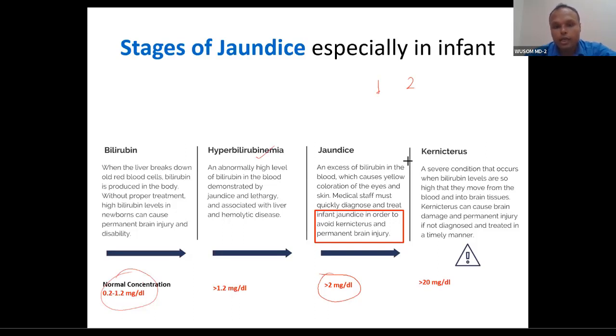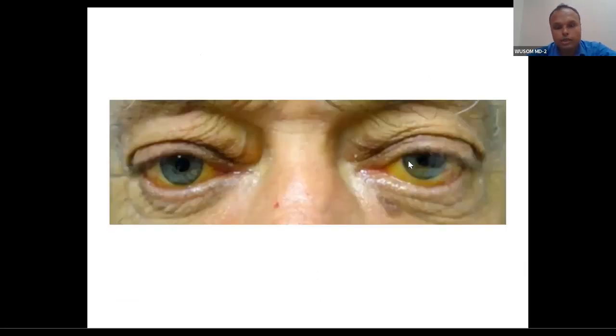When it is more than 2, it is jaundice, and when it is more than 20, it is called Kernicterus. The jaundice will have a harmful effect on the brain. You must have studied the physical signs of jaundice in your ICM. Jaundice is also called icterus.